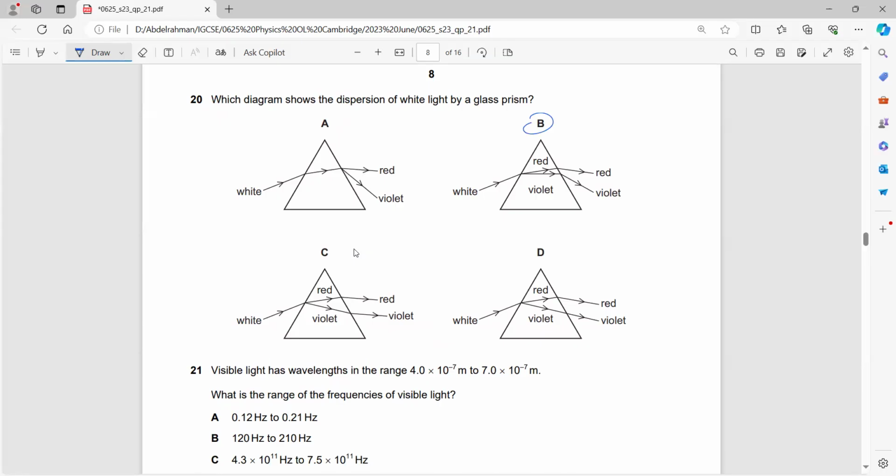D is wrong. Why? Because the violet does not refract this way. Even if it does refract this way, it wouldn't continue in a straight line. It has to refract even more. Actually, in this case, violet is moving along the normal, which is very wrong. So D is wrong, C is wrong, A, no dispersion actually occurred, so they are all wrong. The only right answer is B.